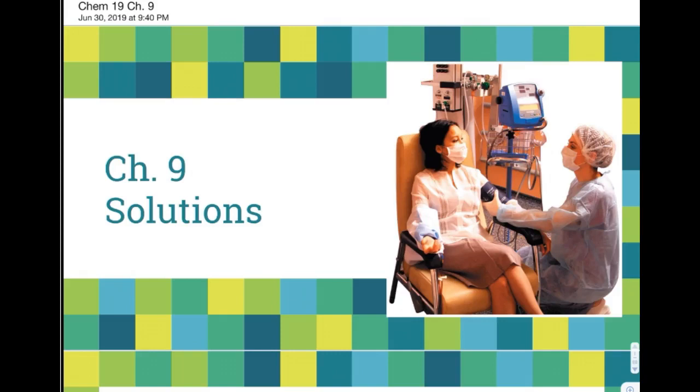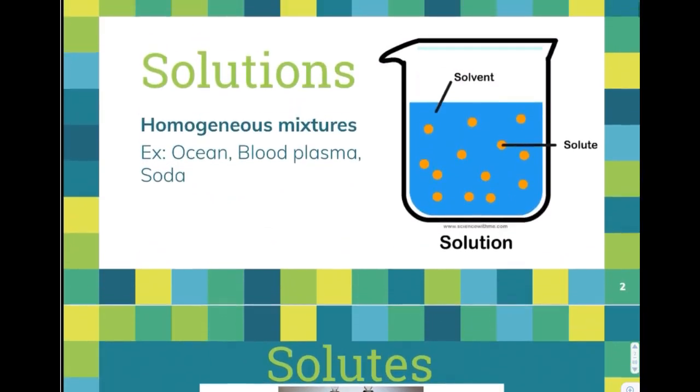This is Chapter 9, covering solutions. A solution is a homogeneous mixture, and you may recall that a homogeneous mixture is a mixture that is the same throughout. Examples are ocean water, clean ocean water, blood plasma, and soda.